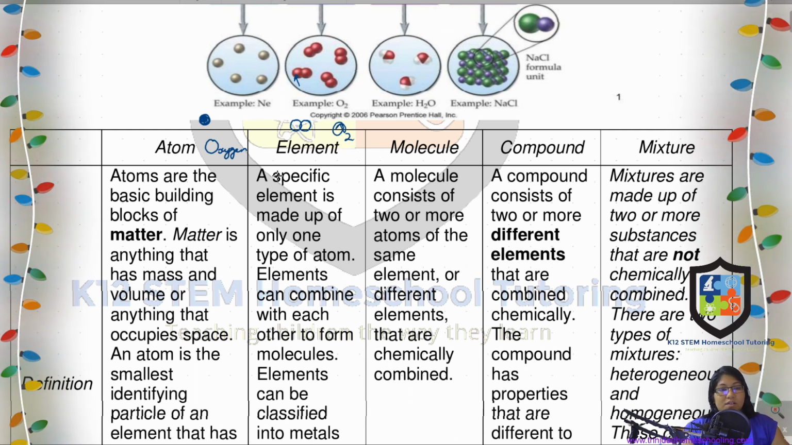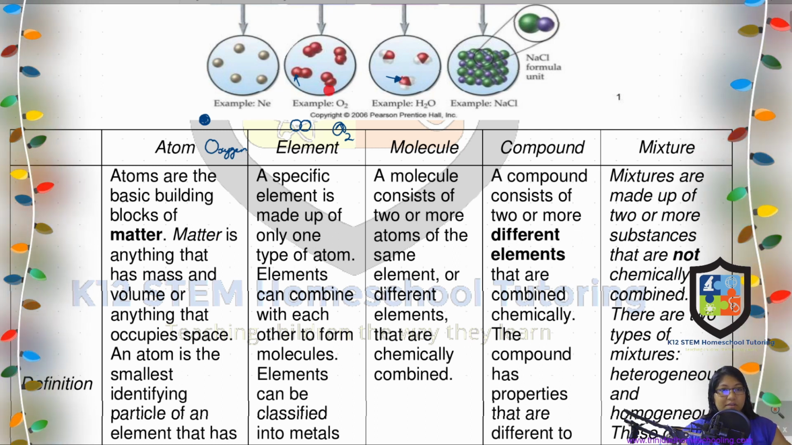Okay, so a molecule consists of 2 or more atoms of the same element, or it could be different elements. Now they must be chemically combined. Right? Chemically combined means they cannot be separated by any physical means. For example, if we filter it, we can't separate the elements. Right? We can't separate the particles.